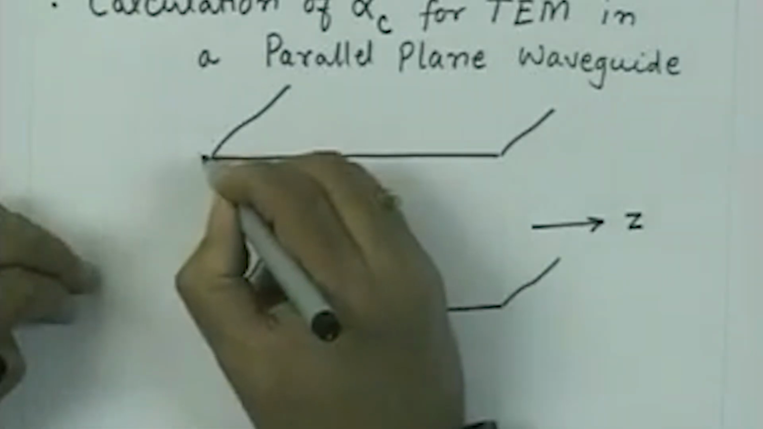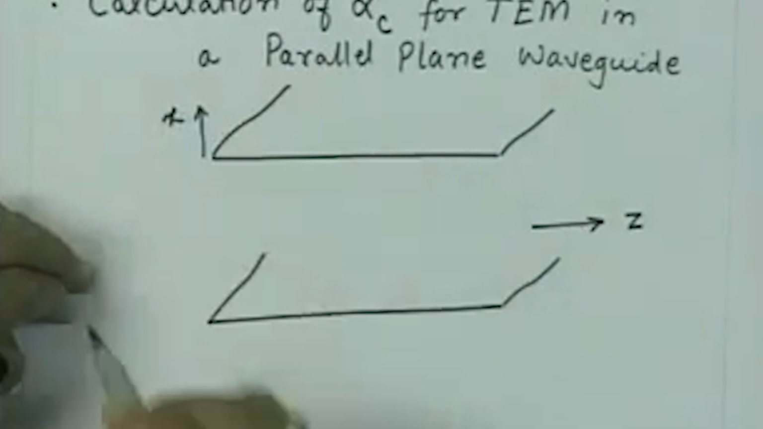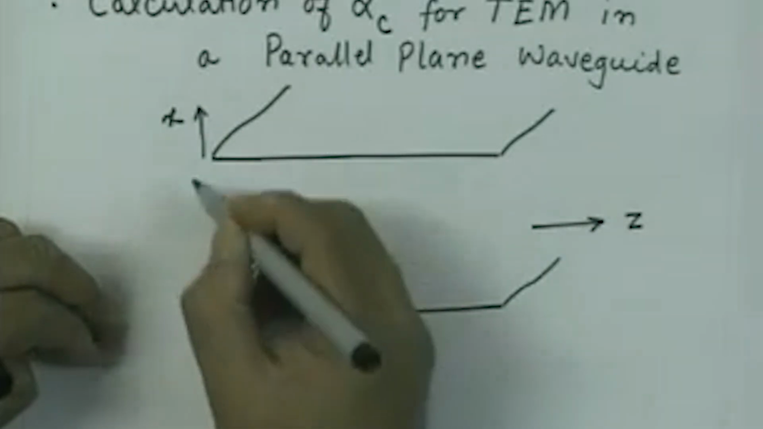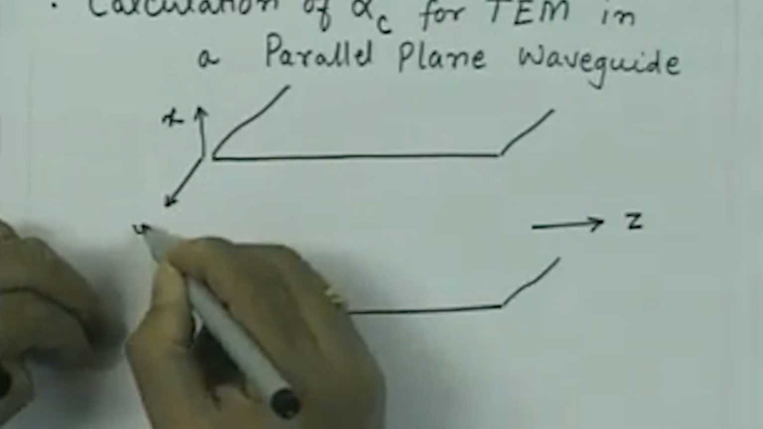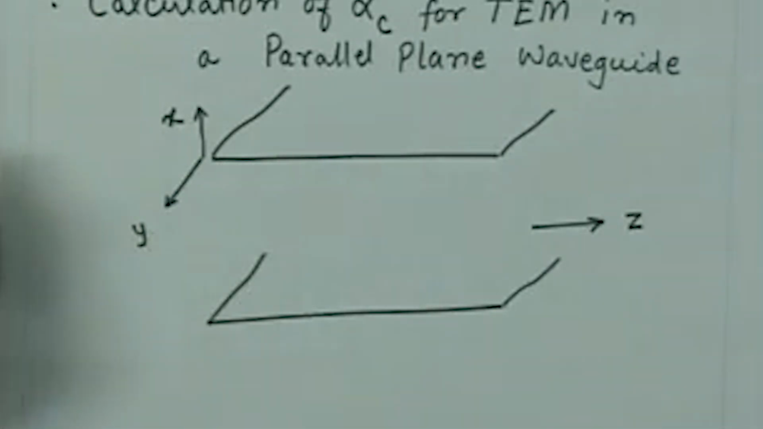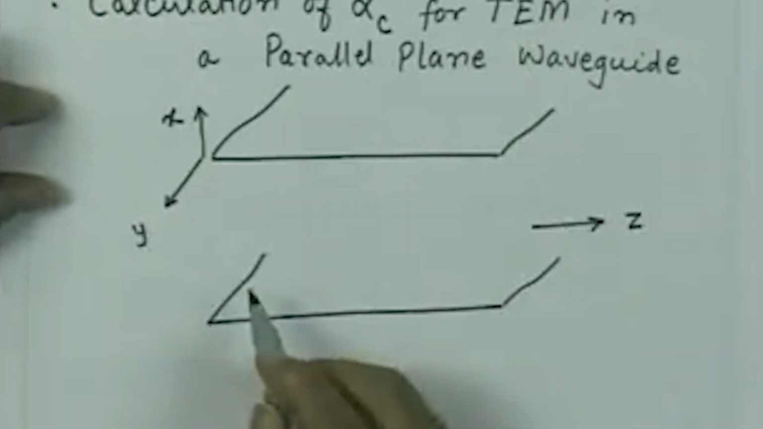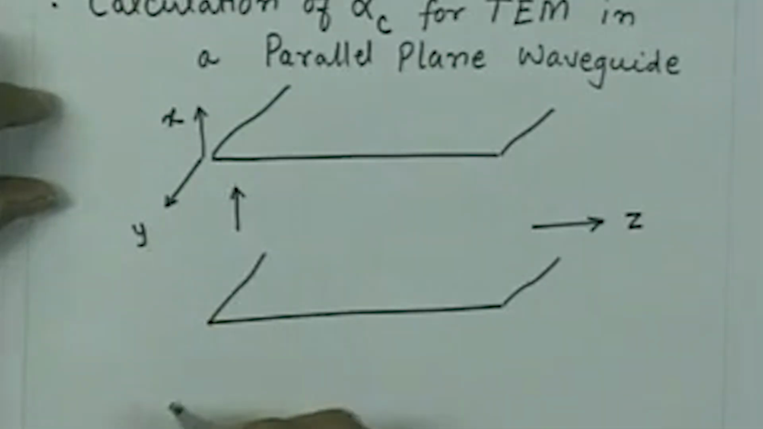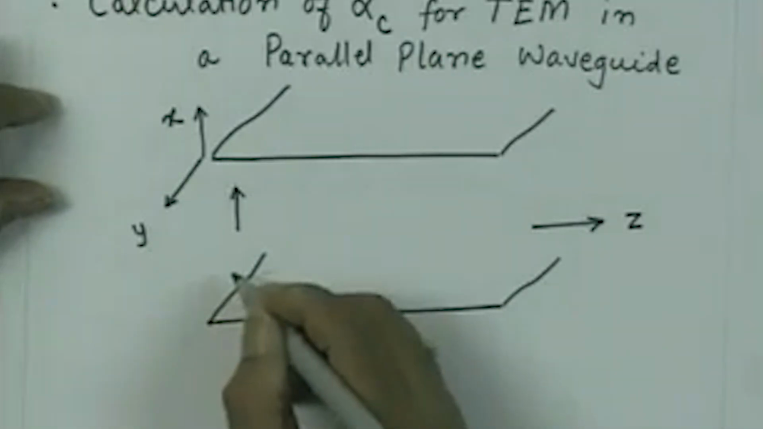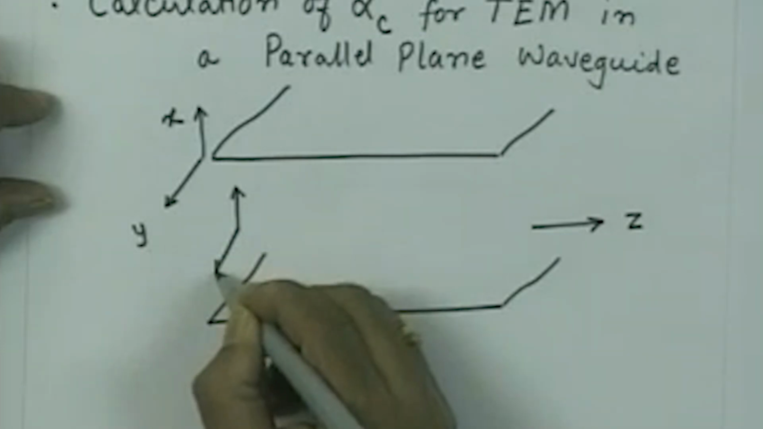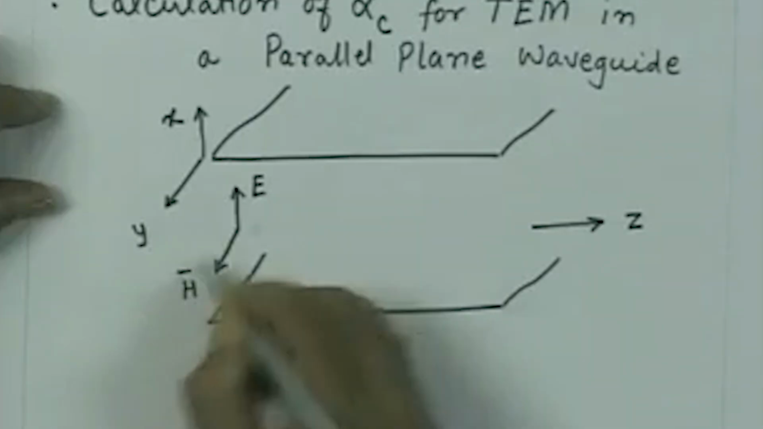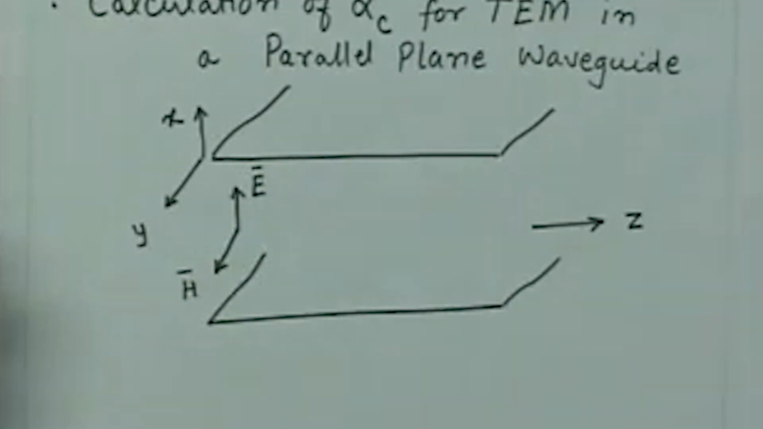This direction we have taken as the x direction, which is perpendicular to the planes of the waveguide, and the direction which is coming outwards, that is the y direction. Then we have seen for the TEM wave, we have the electric field which is like that, and the magnetic field which is oriented in the y direction. So in this case, this is the direction of the magnetic field. So we have here E, we have here H, and the wave is propagating in this direction.